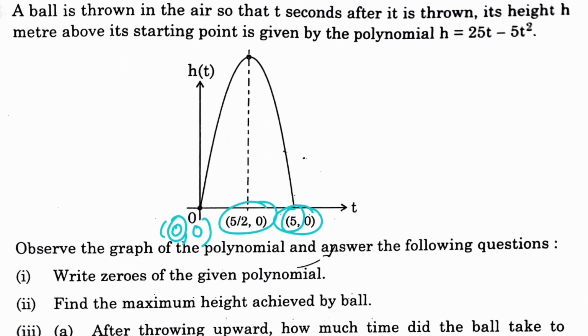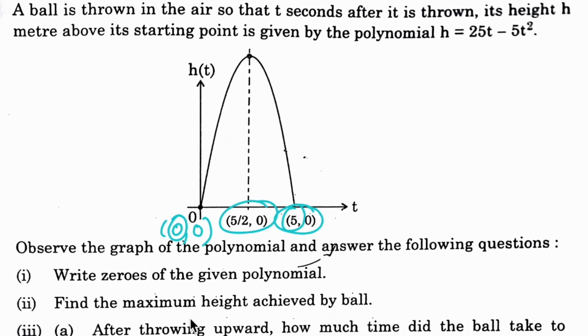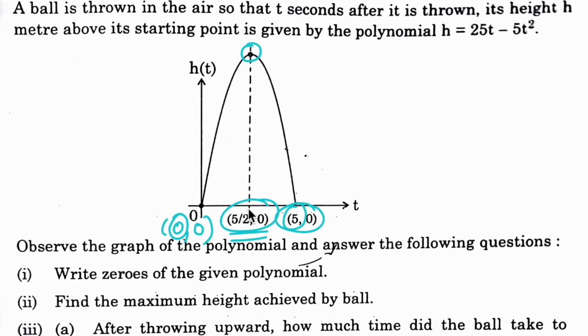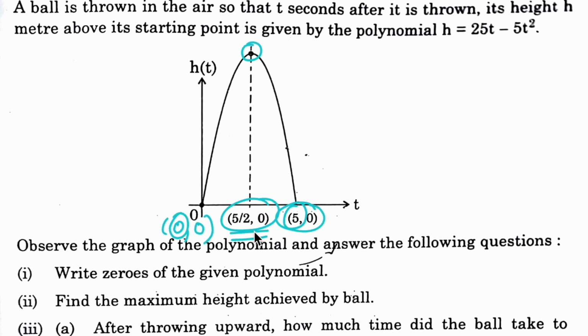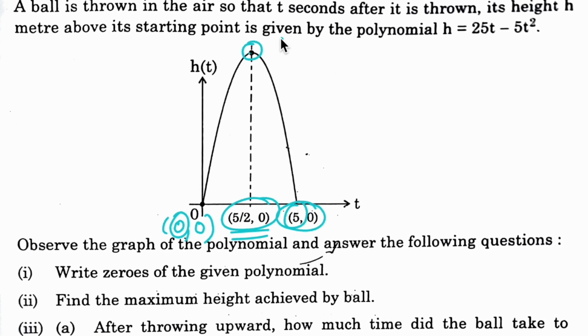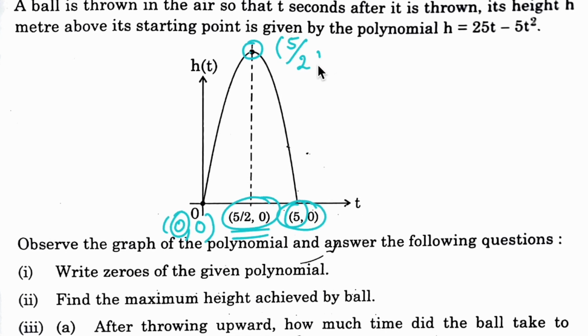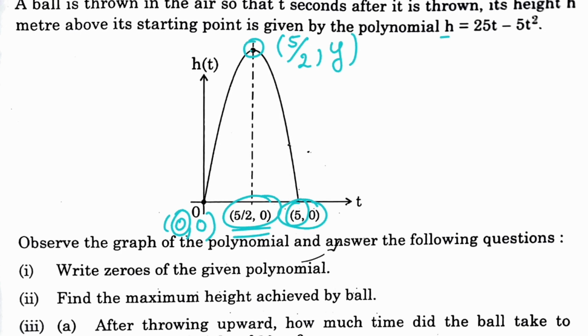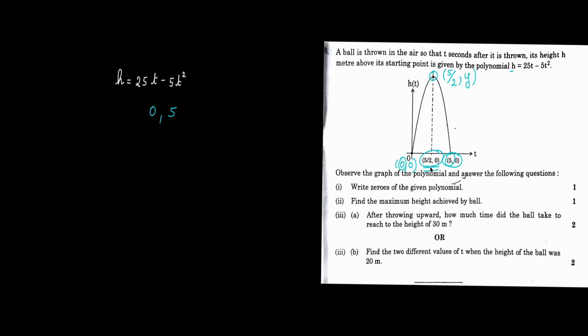Now going to the second part here: find the maximum height achieved by the ball. Now here we can see that the maximum height is over here, and the coordinate given at the bottom is (5 by 2, 0). We know that any point on this line will have the same x coordinate. We need to find the y coordinate here, and the y coordinate will represent nothing but the h value. So here we substitute the value of t as 5 by 2. So we have h equal to 25 into 5 by 2 minus 5 into 5 by 2 the whole square.